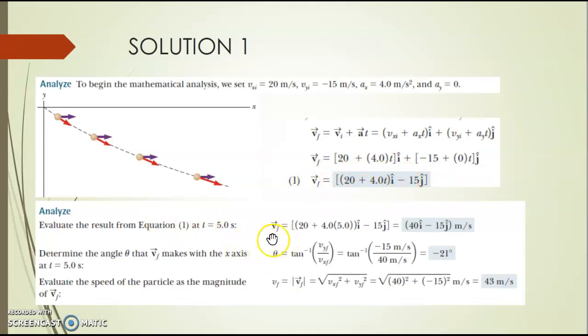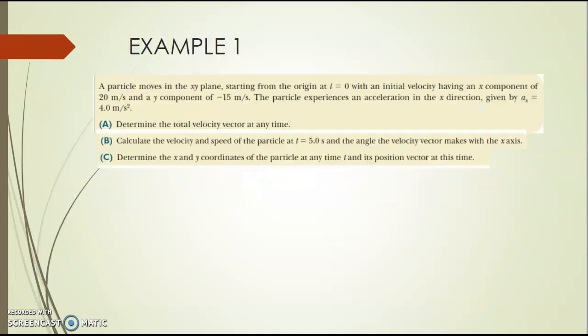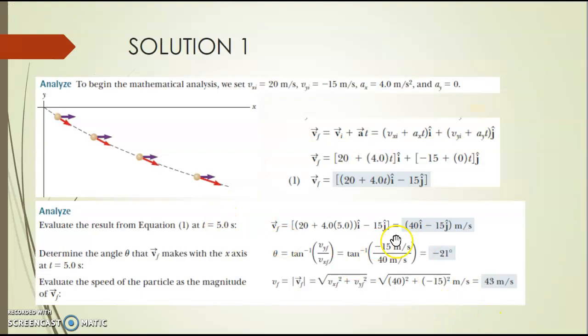Next, letter B, we're asked to calculate the velocity and speed. If you're going to simplify this one, we're going to have 40 I hat minus 15 j hat as our final velocity. 20 plus 20 is 40.